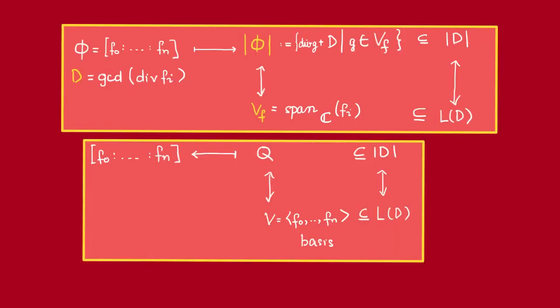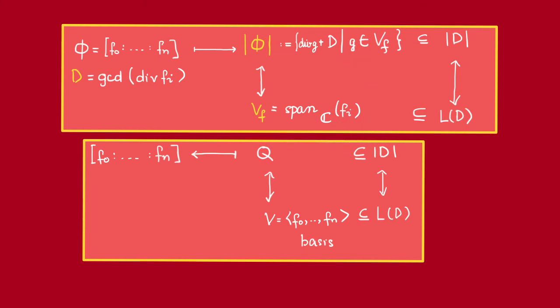So to sum up, given a holomorphic map phi from a compact Riemann surface X to projective space, we can associate to it a linear system as follows. If we take D to be the GCD of the div fi, then we can associate to the map phi the complete linear system corresponding to the span of the fi inside LD. Divisors in this linear system are just going to be of the form div g plus d, where g is in this span of the fi.